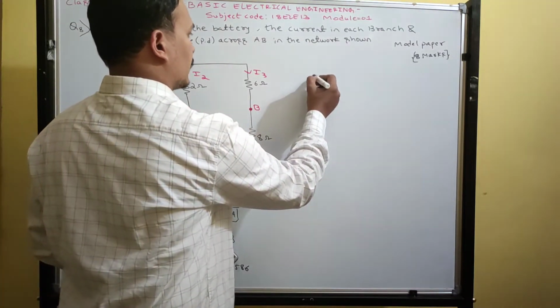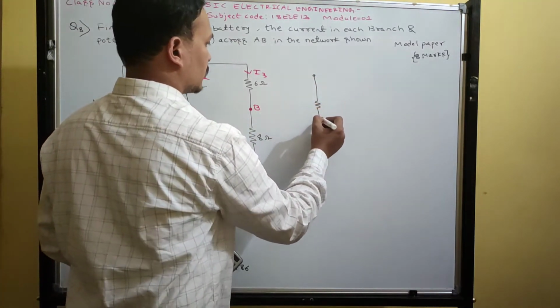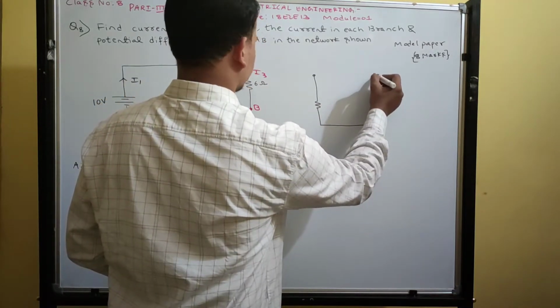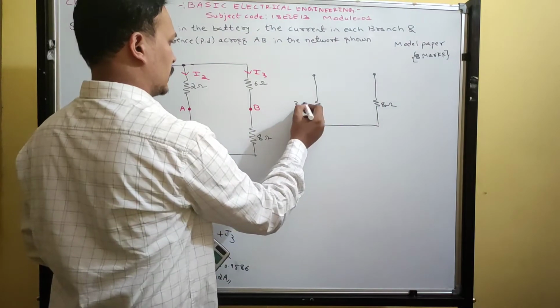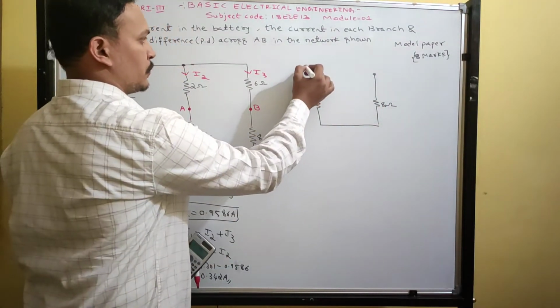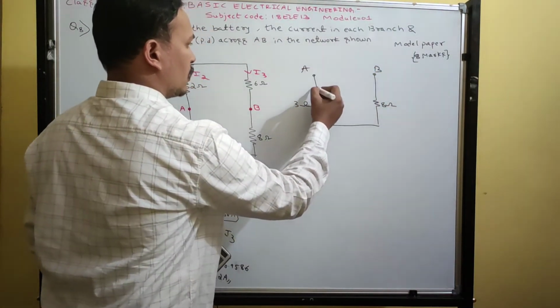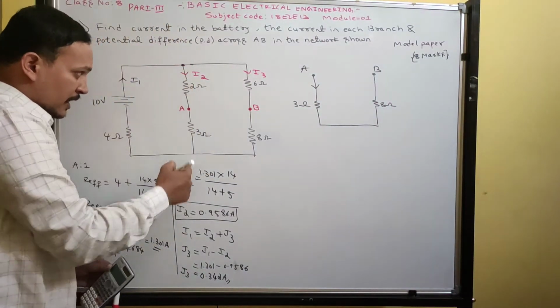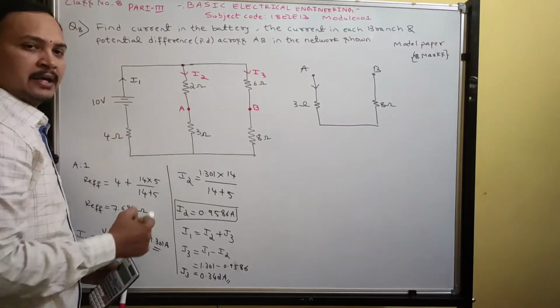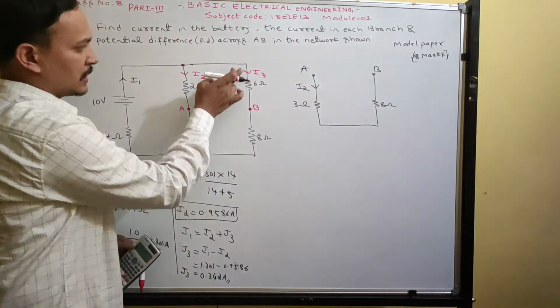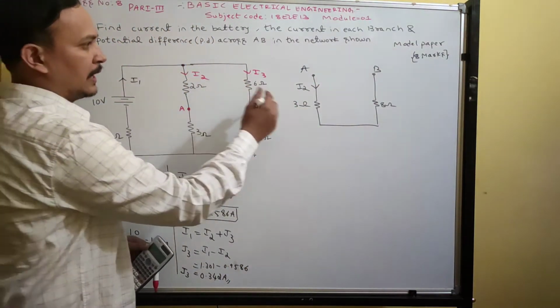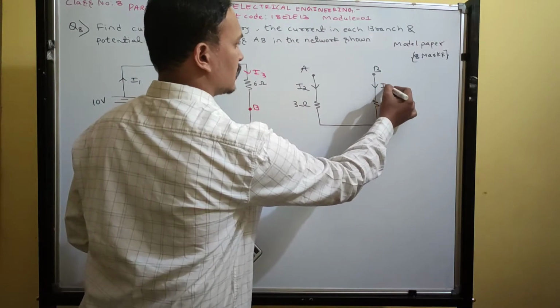So now I am going to write like this. So 3 ohm resistance and 8 ohm resistance are here. So 3 ohms and 8 ohms. So point A and point B. What is the current flowing in this branch? I2. You write that value I2. Now what is current flowing for 8 ohm resistance? I3. You write that current I3.